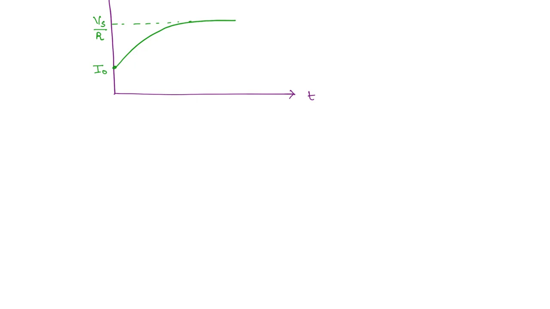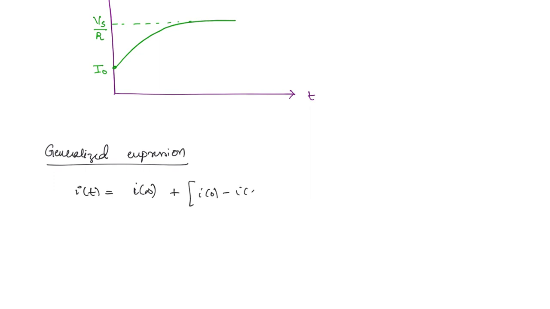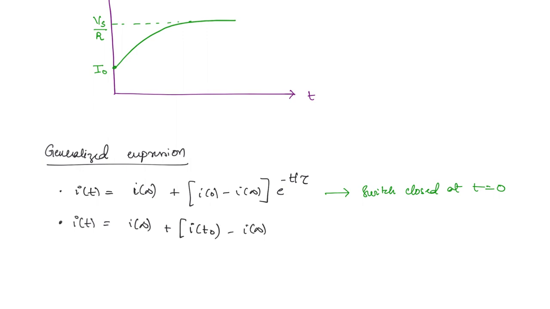Now we will write a generalized expression just like we did for the RC circuit. What is the generalized expression in terms of the initial and final values? i(t) is equal to i(infinity), the final value, plus i(0) minus i(infinity), the initial value minus the final value, times e to the power minus t by tau. This is for the case of the switch closing at t equal to 0. Then what if the switch is closed at t equal to t naught? In that case, it will be i(infinity) plus i(t naught) minus i(infinity) times e to the power minus (t minus t naught) divided by tau. This is when the switch is closed at t equal to t naught.